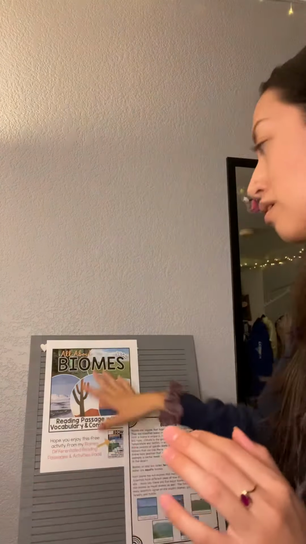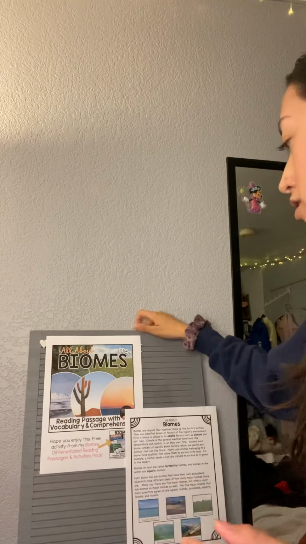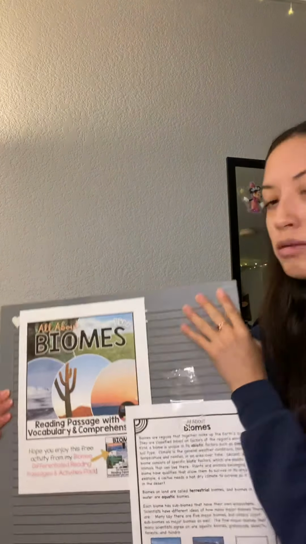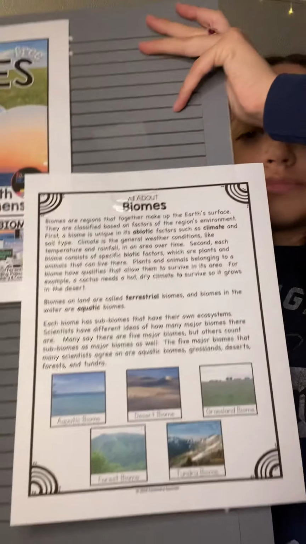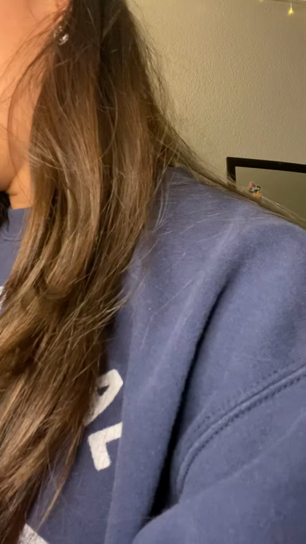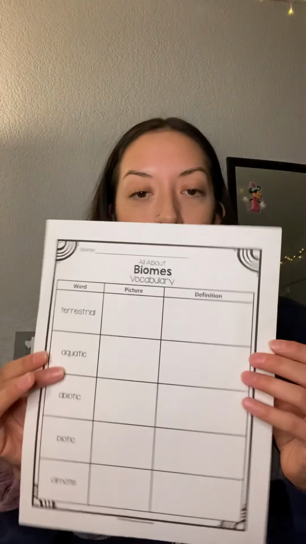So since we're focusing on vocabulary, this worksheet that I'm going to do with them involves biomes. They're going to read about biomes in this passage. It's just a short passage about biomes. And I can either read it aloud to the students or they can read it individually. Usually I like reading it to them so they can comprehend, so they can follow along while I'm reading it with them. And after I read it with them, we're going to do this worksheet.